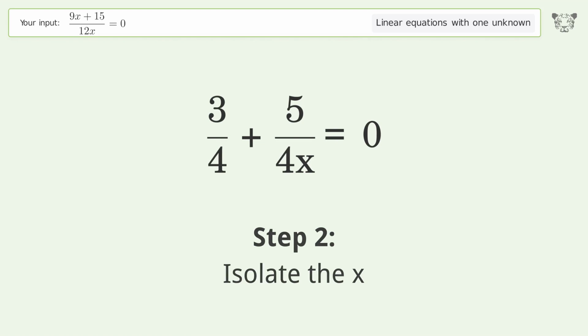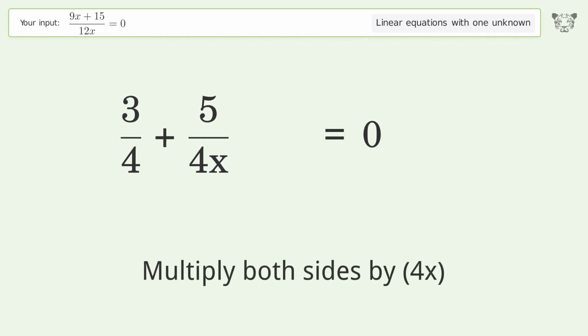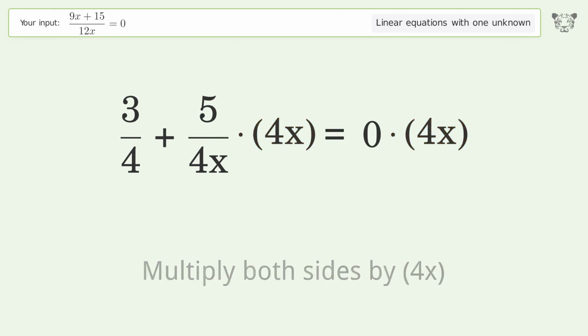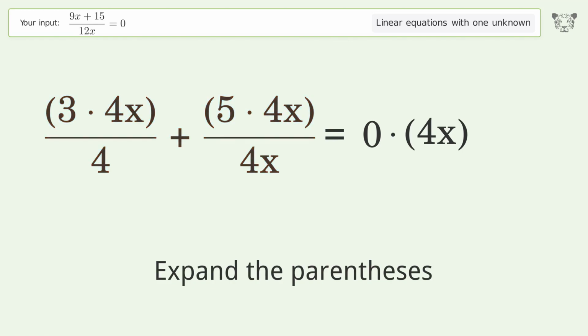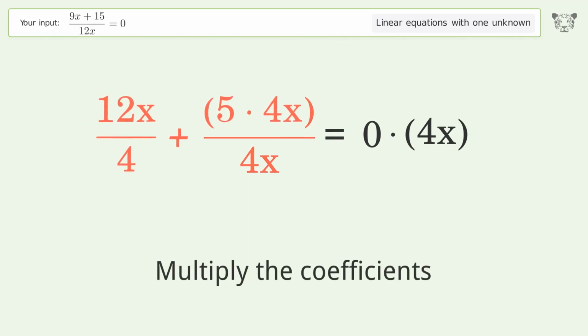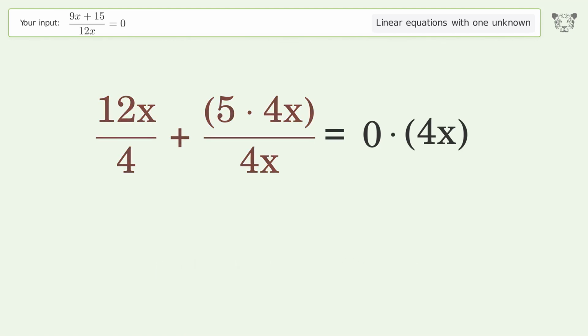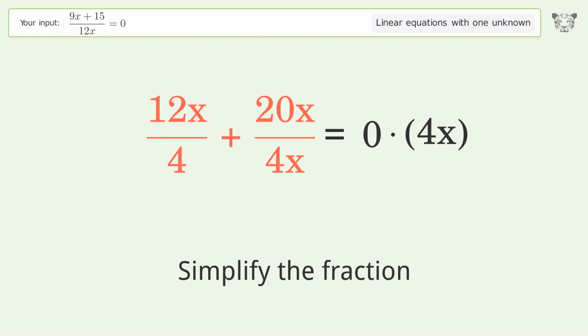Isolate the x. Multiply both sides by 4x. Expand the parentheses. Multiply the coefficients. Simplify the fraction.